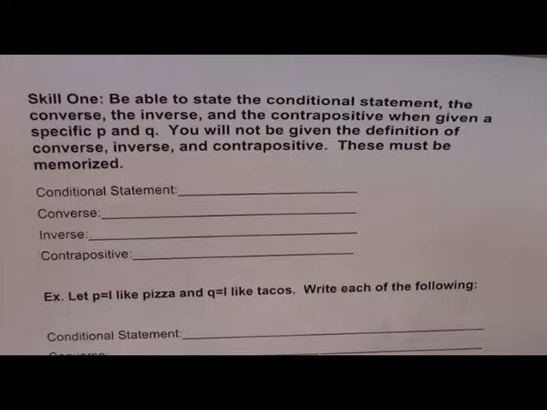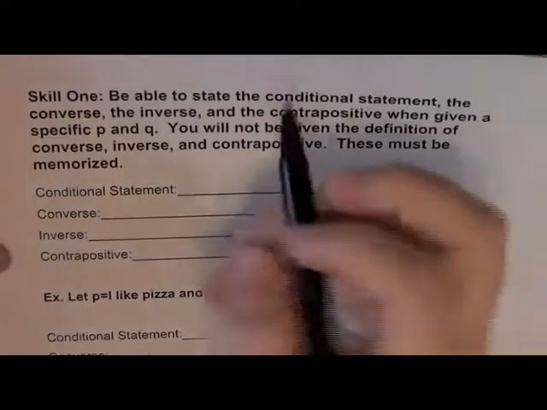Geometry 1, Chapter 2, Test, Skill 1. Be able to state the conditional statement, the converse, the inverse, and the contrapositive when given a specific P and Q. You will not be given the definition of converse, inverse, and contrapositive. You must memorize these. So first, the conditional statement with P and Q.